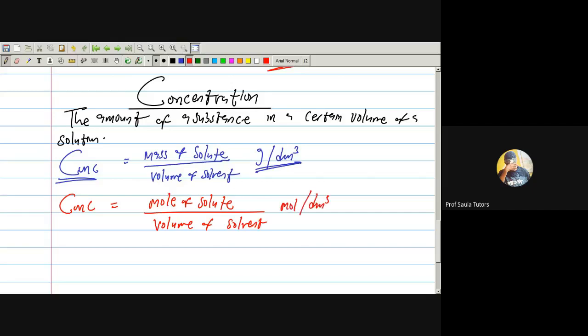So we have two formulas to calculate concentration: the one in gram per dm cube and the one in mole per dm cube. The one in gram per dm cube, we are saying mass over volume. The one in mole per dm cube, we are saying mole over volume. It's as simple as that.